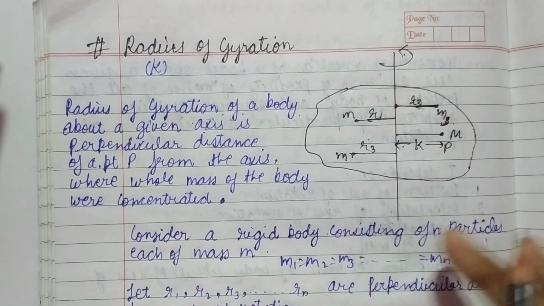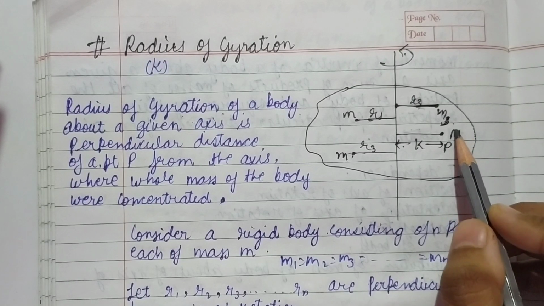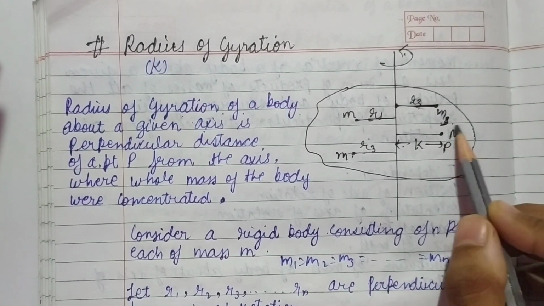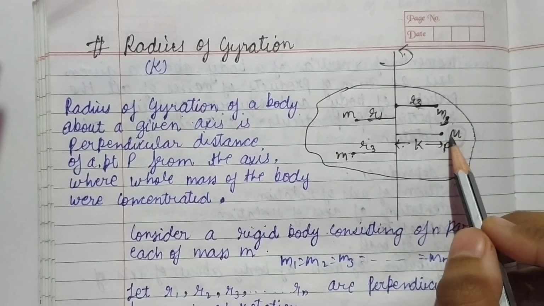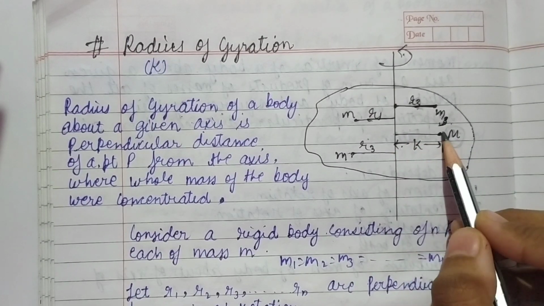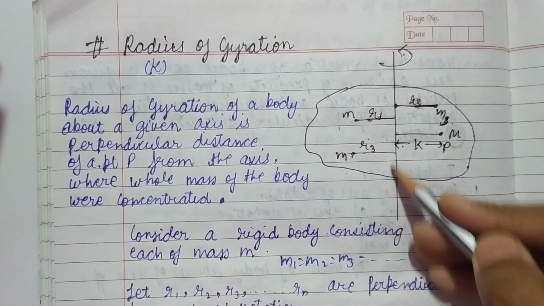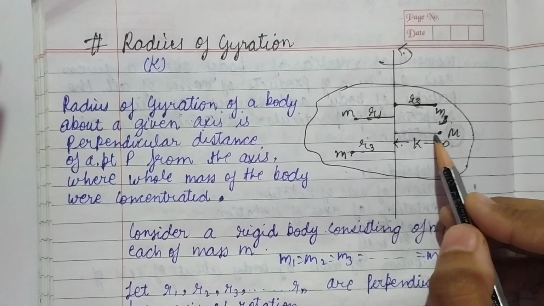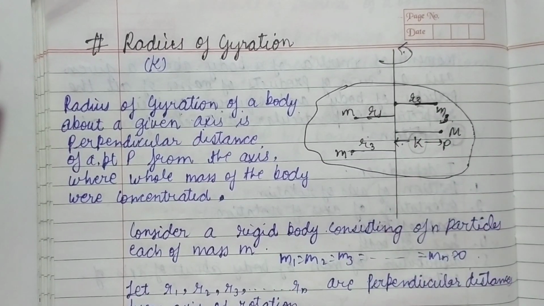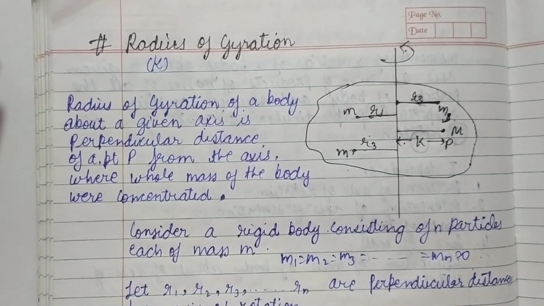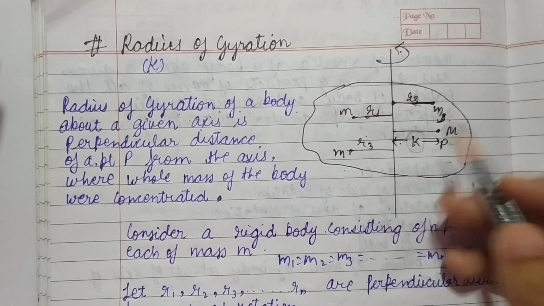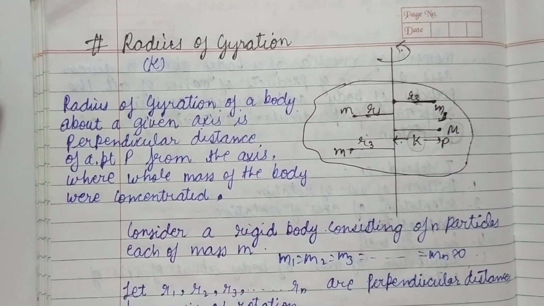Same way, if we consider the center of mass of the body at point M, if this is considered as the center of mass of the system, then the distance of the center of mass of the system from this perpendicular axis is considered as the radius of gyration. It is that distance at which the whole mass of the body is supposed to be concentrated.